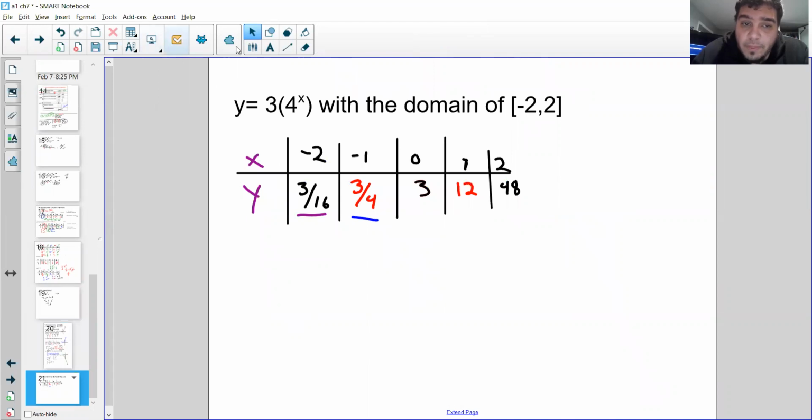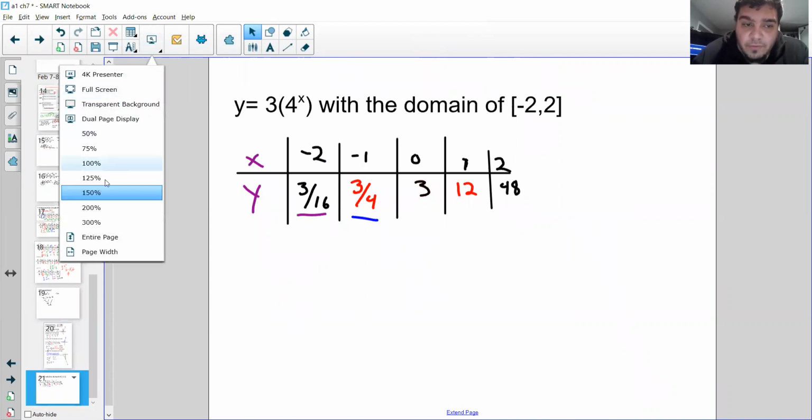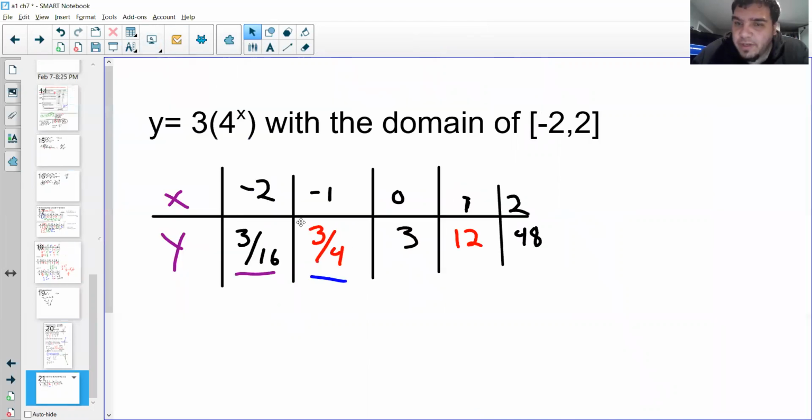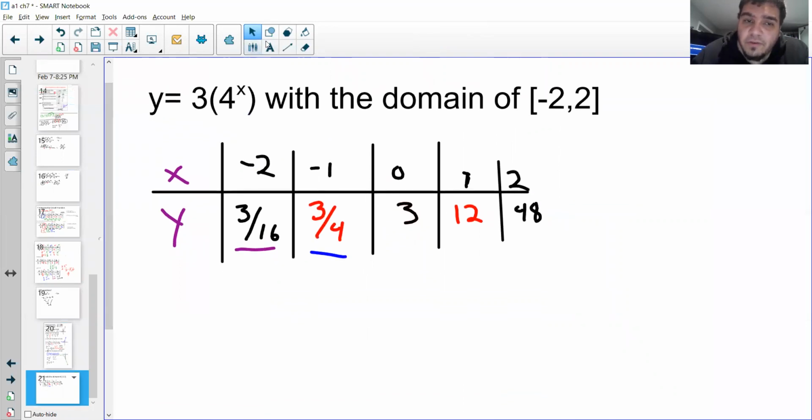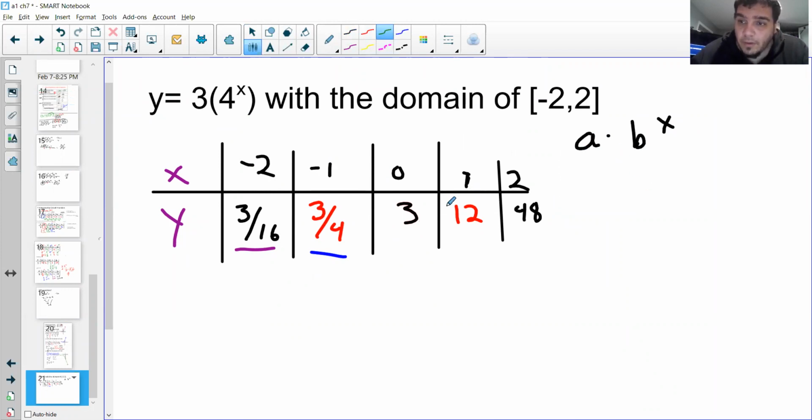Okay. So this one right here, guys, if you've been writing your notes, was the second one we did. No need to rewrite this. What I want to do is point out what the A value does and what the B value does and how we could use it to our advantage.